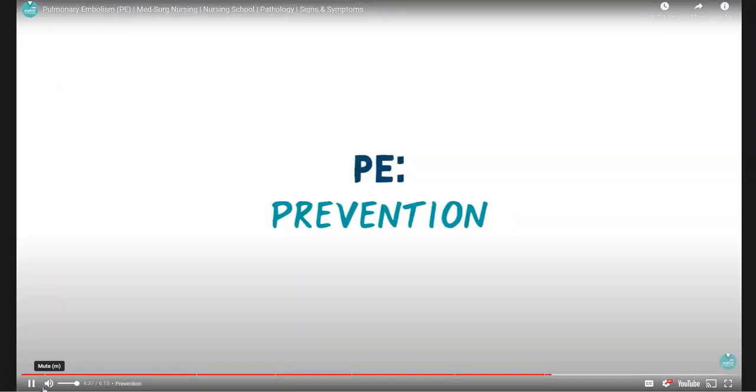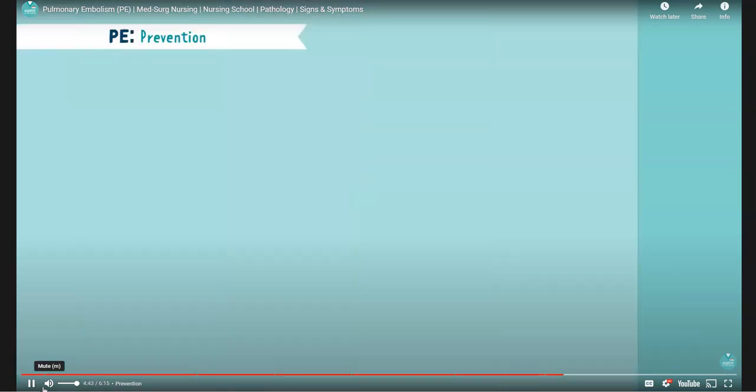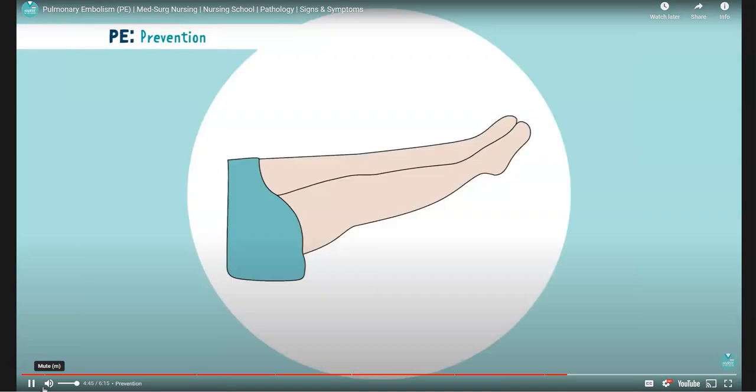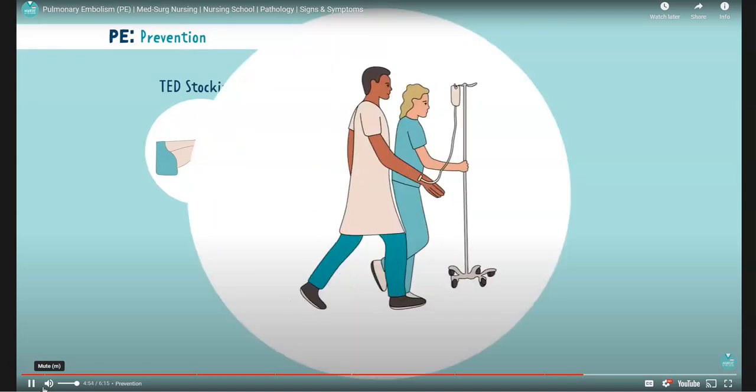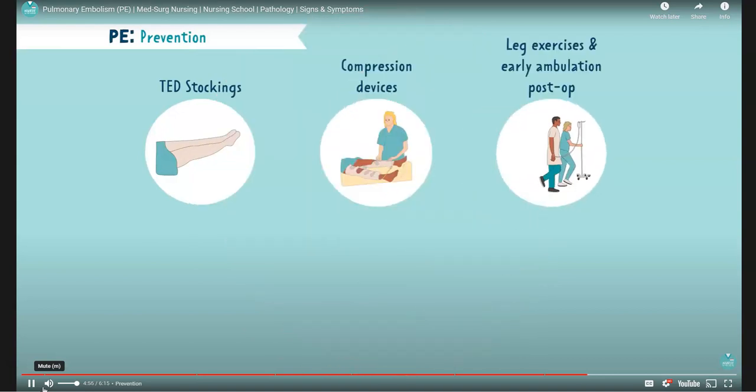Much like a DVT or any unwanted clot, we want to prevent them from even forming in the first place. Well, how do we do this? The use of TED stockings and compression devices help promote that blood flow, especially when in bed or they are post-operative. We encourage leg exercises and early ambulation for those post-op patients. This is extremely important. We do this to get the blood moving.